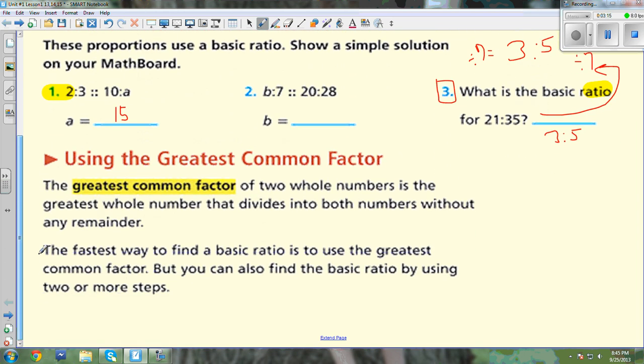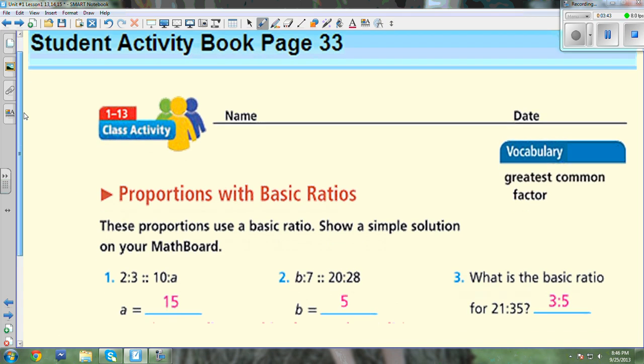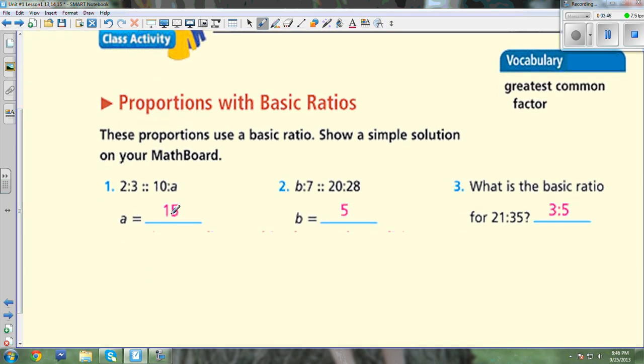Down below it, I'm just going to read through this, and again, you'll copy the definition here in just a second. It says, using the greatest common factor of two whole numbers is the greatest whole number that divides into both numbers without any remainder. The fastest way to find a basic ratio is to use the greatest common factor, but you can also find the basic ratio by using 2 or more steps, and we'll talk about that later. Let's skip on over to the solutions for the first 3 problems. You can see that A is 15, number 3 was 3 to 5, and if you look at number 2 and if you want to solve it, you should end up with B being 5.